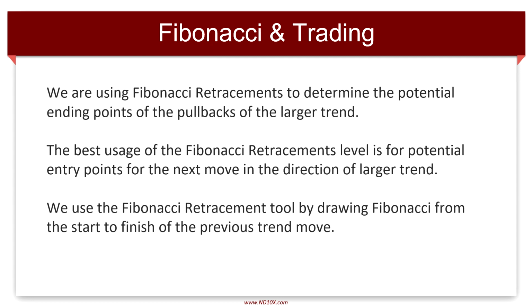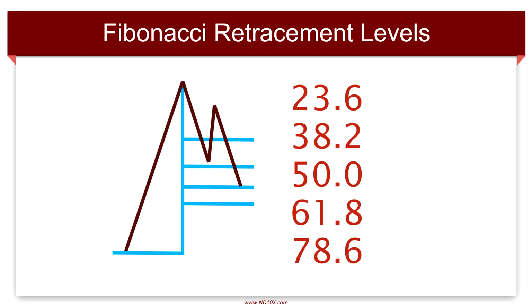We are using Fibonacci retracements to determine the potential ending points of the pullbacks of the larger trend. The best usage of Fibonacci retracement levels is for potential entry points for the next move in the direction of the larger trend. We use the Fibonacci retracement tool by drawing Fibonacci from the start to the finish of the previous trend move. The most common levels that we are going to use for a Fibonacci retracement are 23.6, 38.2, 50, 61.8, and 78.6%.